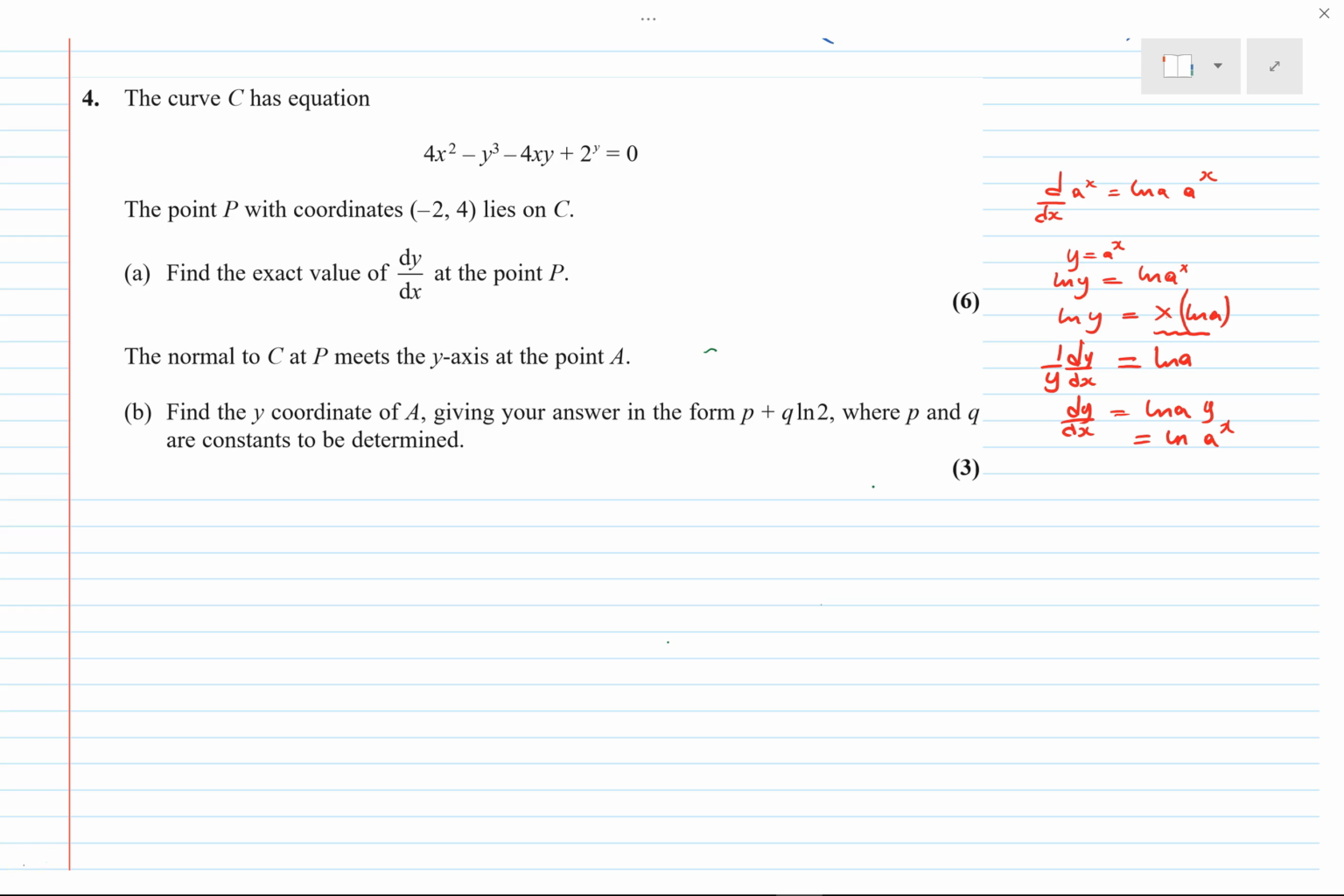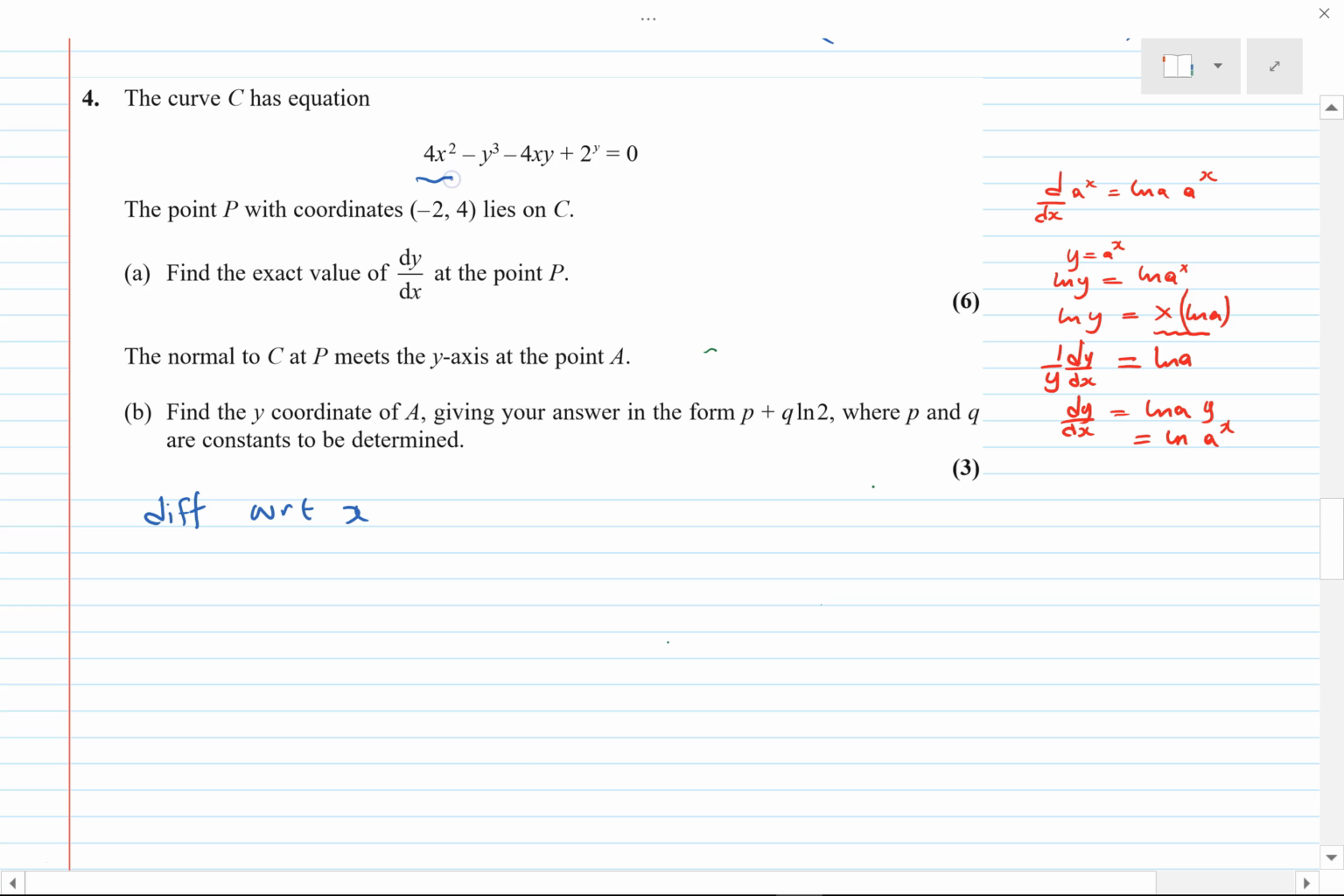Just put down red because it's not really part of the question in itself, but we do need to know how to differentiate, how to deal with differentiating 2 to the power of something. Okay, so let's differentiate this with respect to x. We're doing a question now. Differentiate with respect to x.